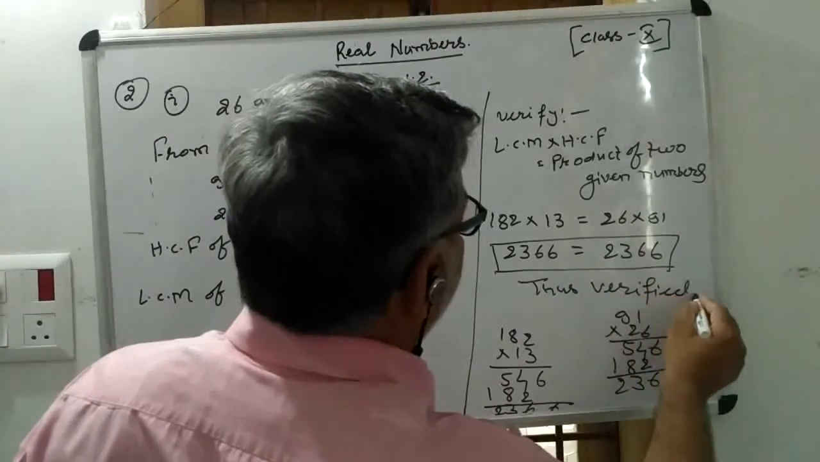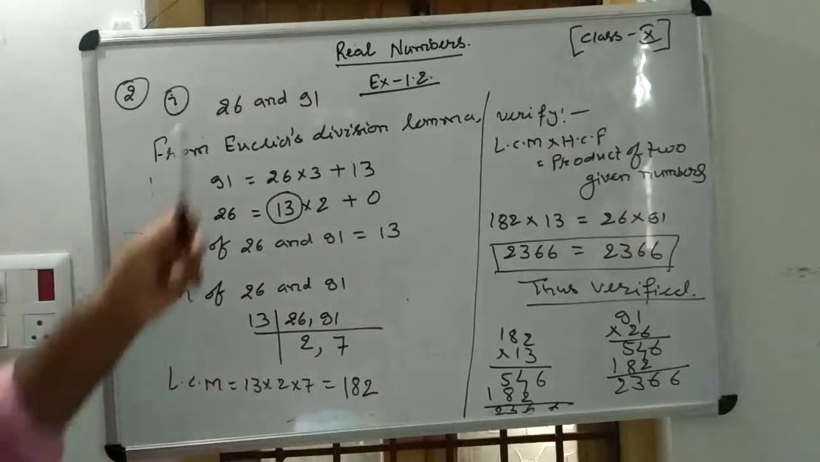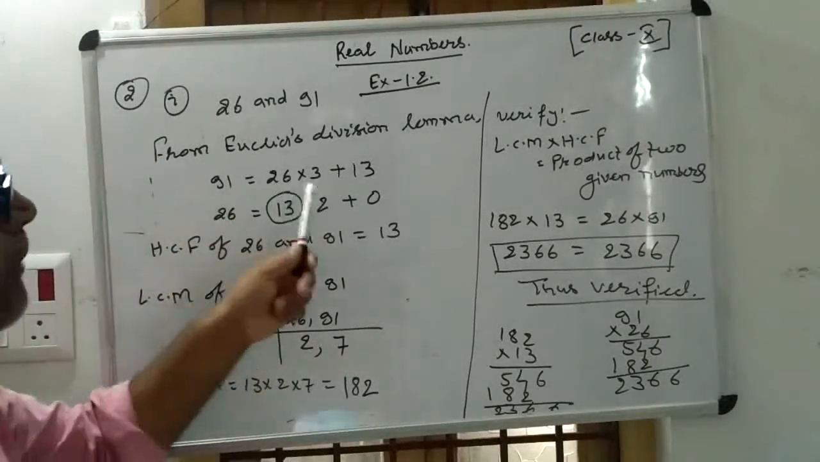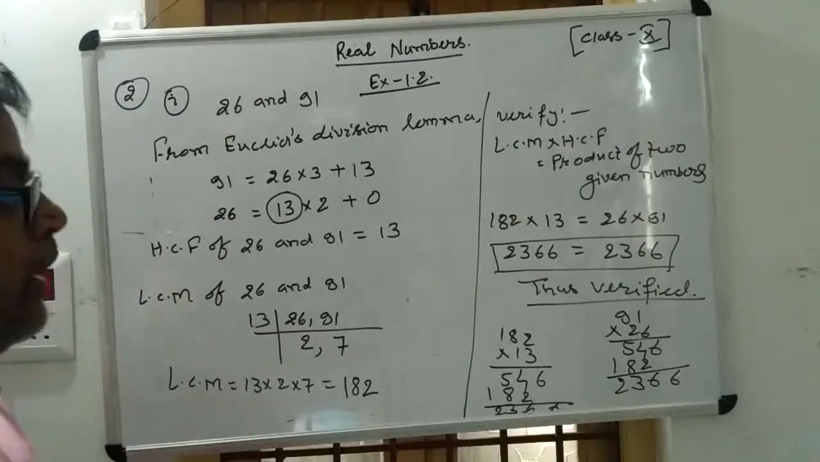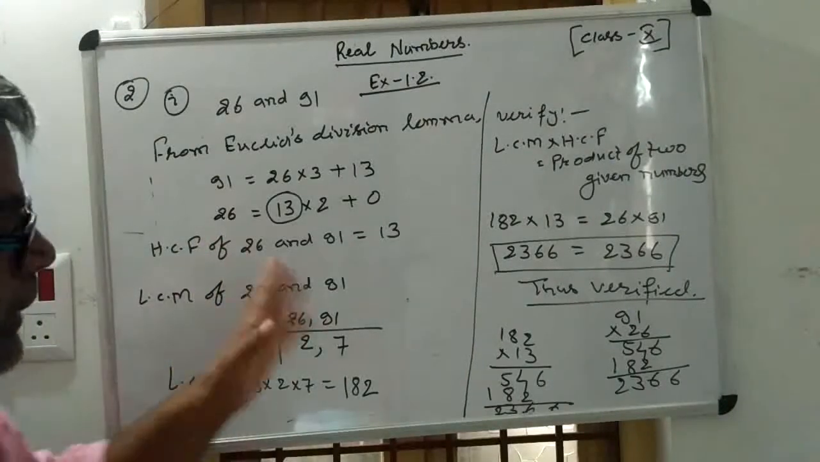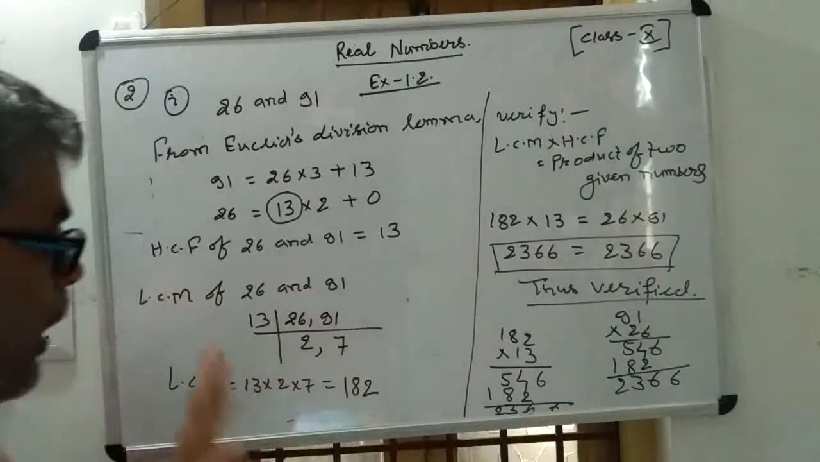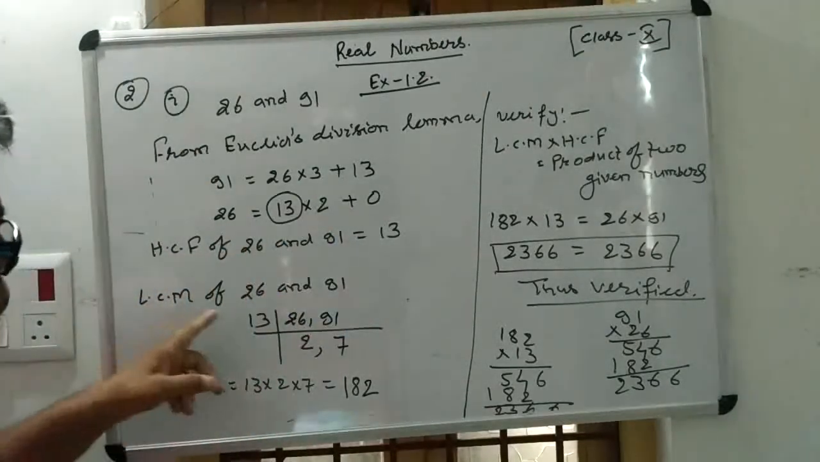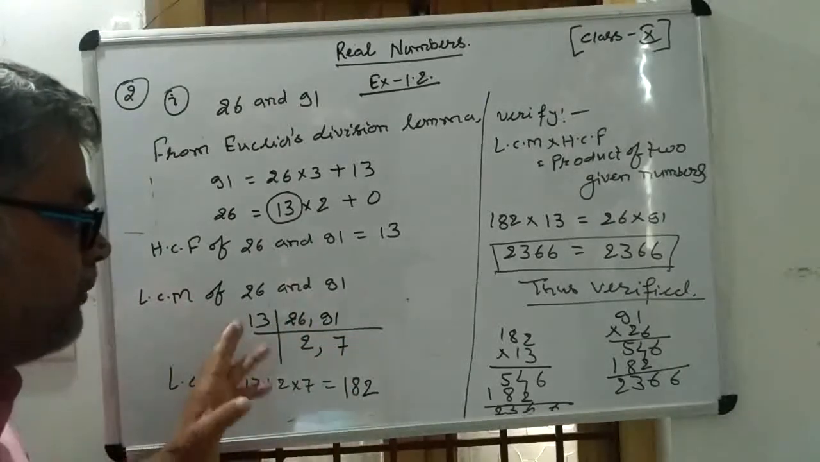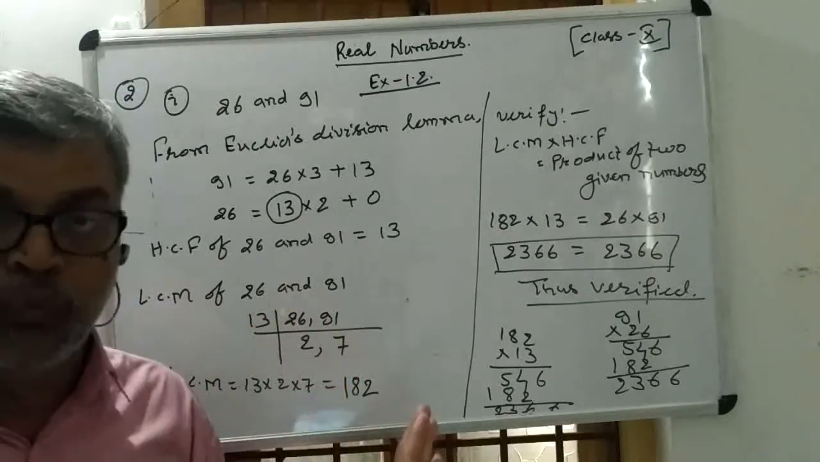So in this way you have to solve the questions of question number 2. First you have to find the HCF. Here we have calculated the HCF by using Euclid's division lemma, but it is not necessary for you to apply Euclid's division lemma. You may find the HCF by any method which you think is better. And after finding the HCF, you find the LCM by the division method. You directly divide the given numbers by the HCF, so that your LCM will be 182.